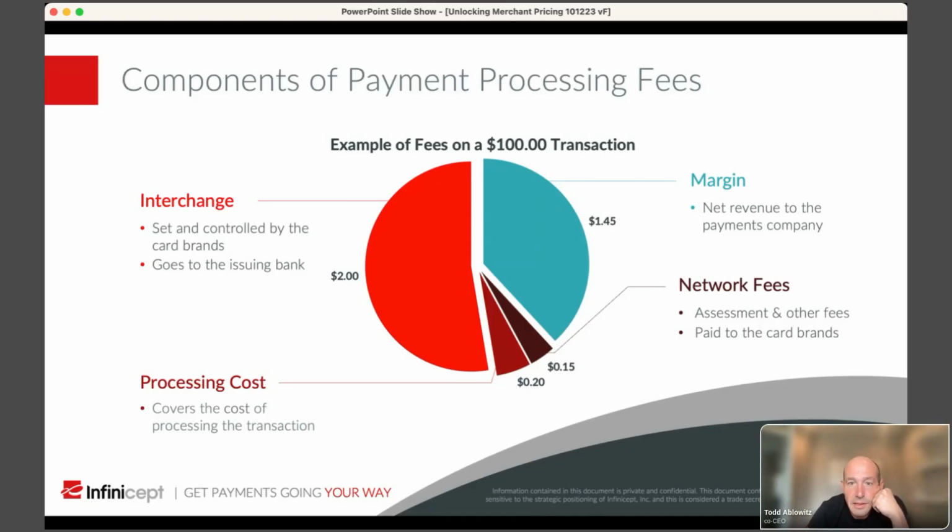The next piece, if you look just a little to the right of that, we're going to address network fees next. It's a little bit smaller than what we assumed the processing cost would be, but the network fees are ultimately paid by the merchant, passed through the acquirer, and ultimately are revenue for the networks. That's Visa, MasterCard, American Express, Discover. Those are network fees. Now, you may sometimes hear them called assessments.